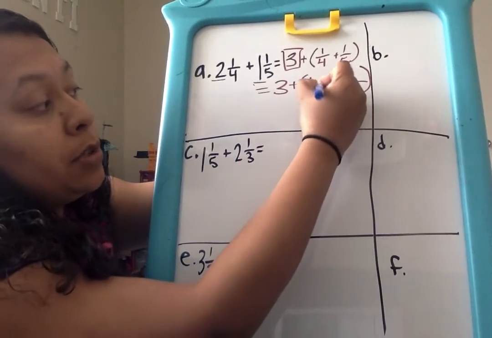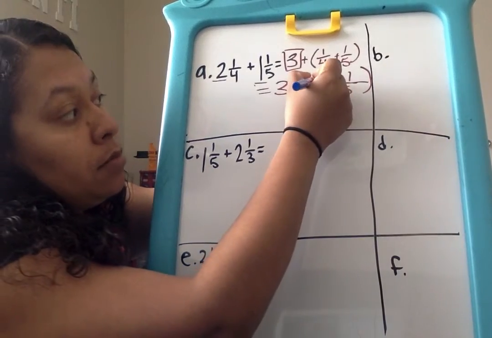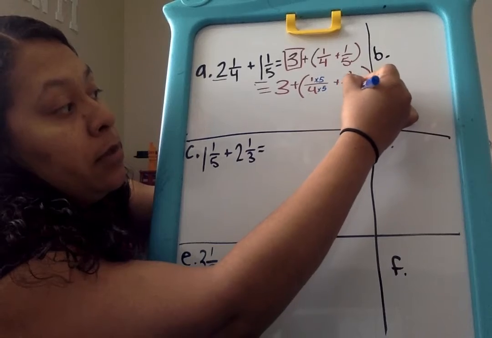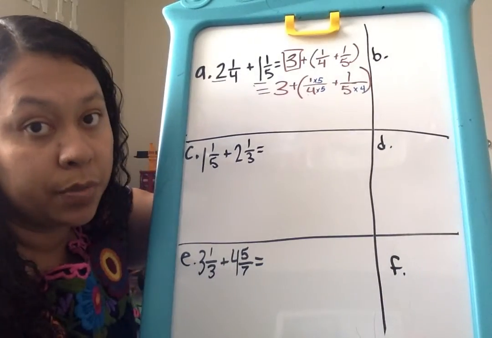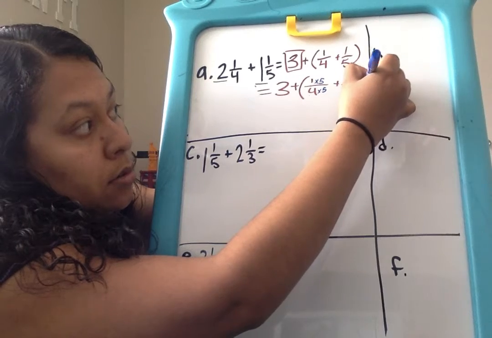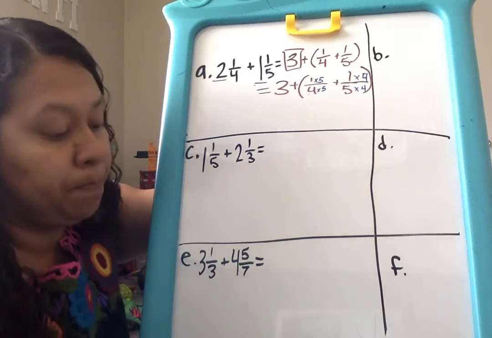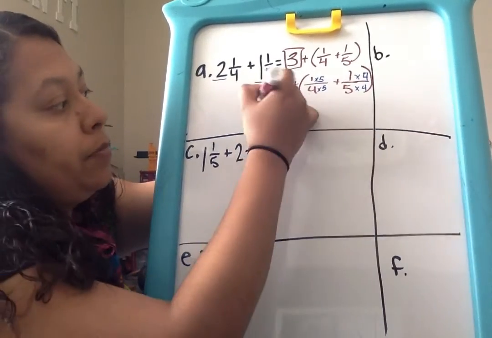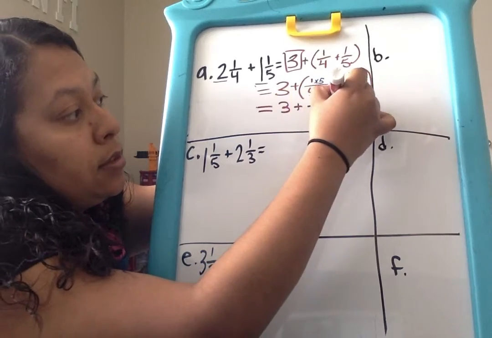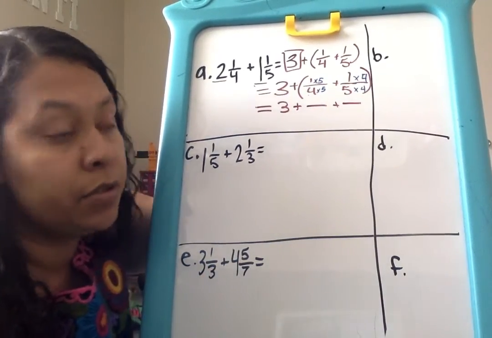So 4, we're going to multiply it by 5. And what you do to the bottom, you have to do to the top. And then 5, we're going to multiply it by 4. And what you do to the bottom, you have to do to the top. And then we're going to find our equivalent fractions, okay? So now we still have 3 wholes plus 2 fractions that will have common units.